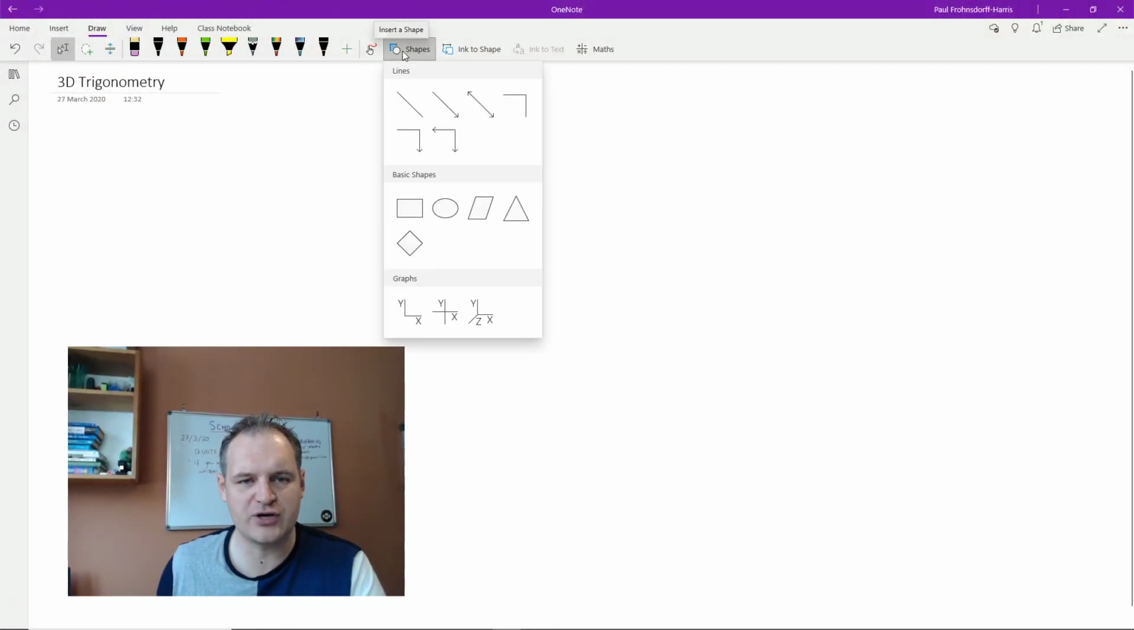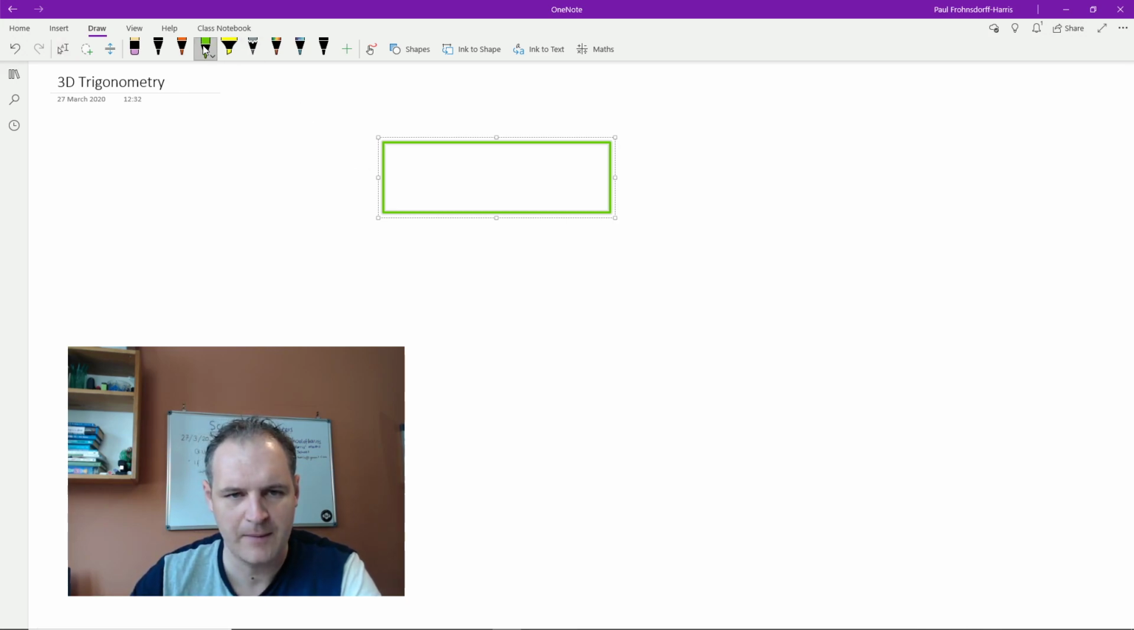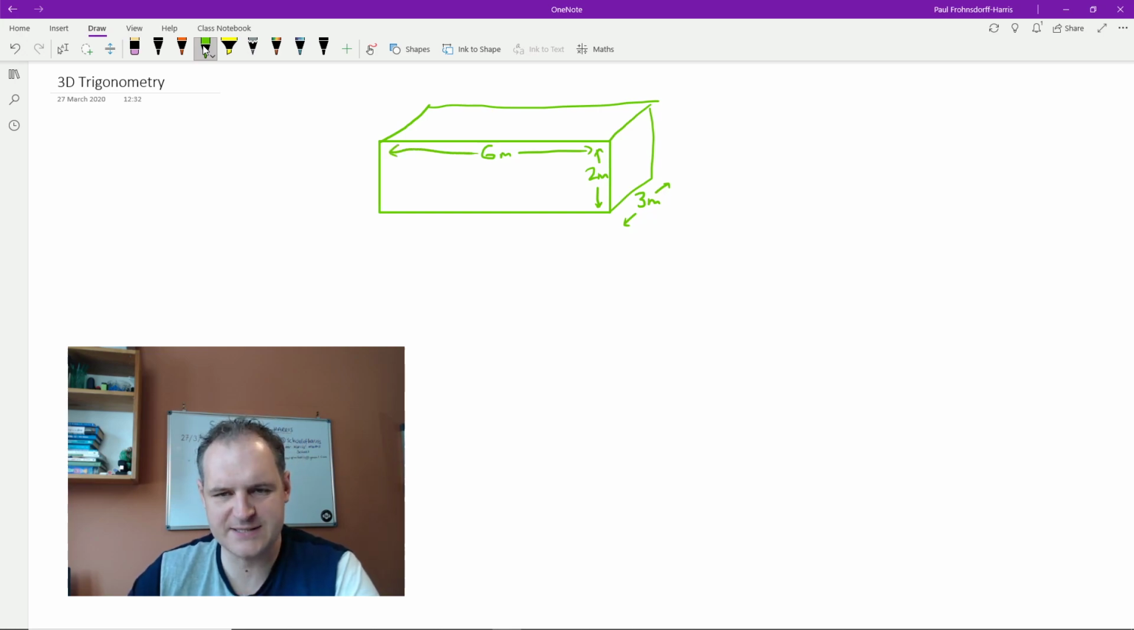So I'm going to just flip into here, and hopefully now you'll be able to see my 3D trigonometry, and I'm going to start with a very simple rectangle. And from that rectangle, I'm going to turn it into a 3D shape by adding a few lines, like so. And we're going to give it some measurements: 6 meters, 2 meters, and 3 meters. So it's got a depth of 3 meters, a height of 2 meters, and a width of 6 meters.